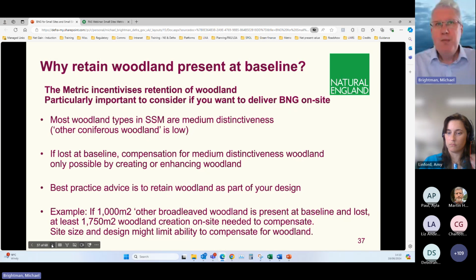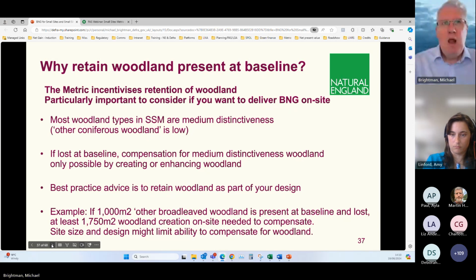enhancing woodland. And the example here: if 1,000 square metres of other broadleaf woodland was lost, compensation would need to be by way of 1,750 square metres of woodland creation. And because of that, the site size and design might limit the ability to compensate for woodland, and therefore best practice advice is to retain the woodland as part of the design.